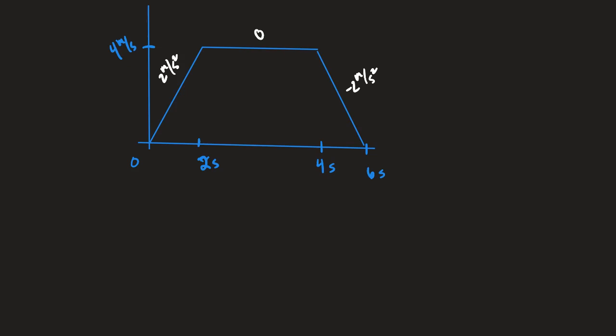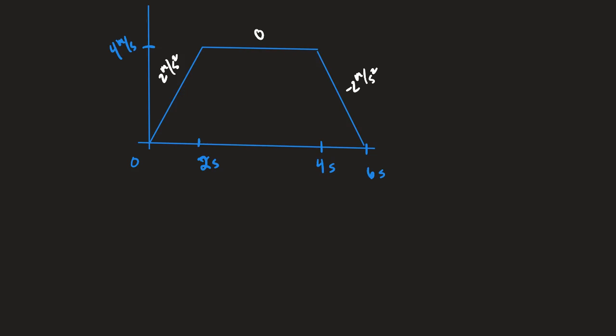Here, the final velocity is 4. The initial velocity is 0, and time interval is 4 seconds. So the average acceleration would be 1 meter per second squared. That's the change in velocity over the change in time. That doesn't really tell us what happened, but that'd be the answer.